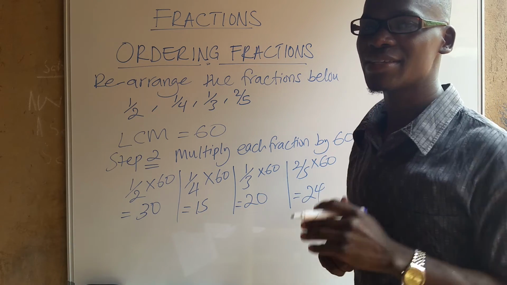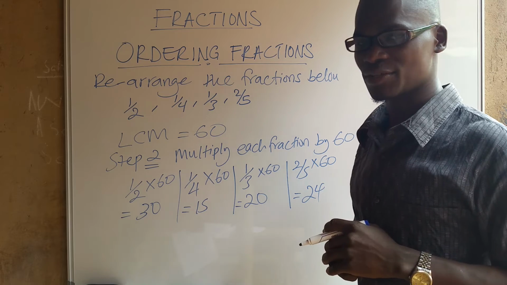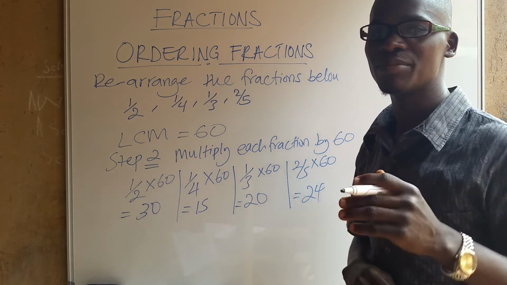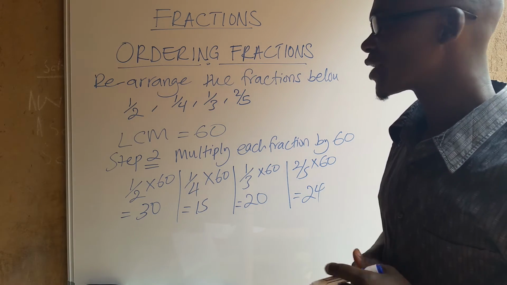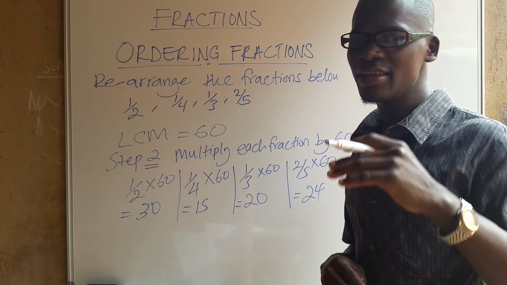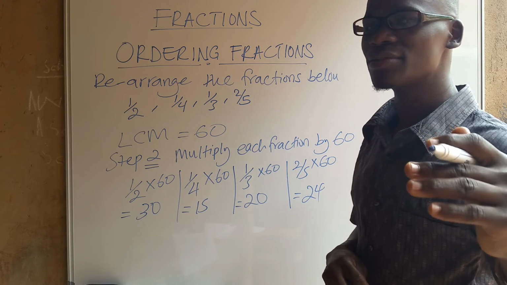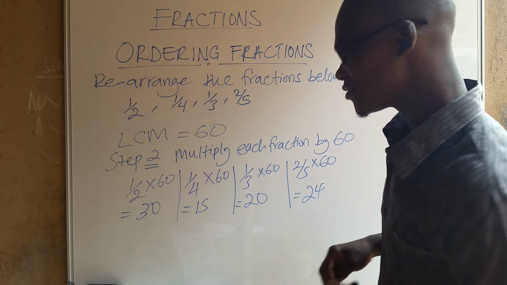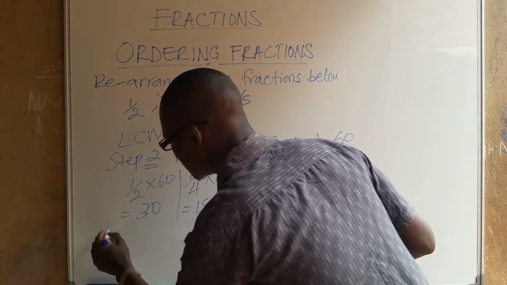So after getting these values, that's when we determine the one that is giving us the smallest value will be the smallest fraction, and the one that gives us the biggest value will be the biggest fraction. So from there we can now arrange from either biggest to the smallest or from smallest to biggest. So let us first do ascending.